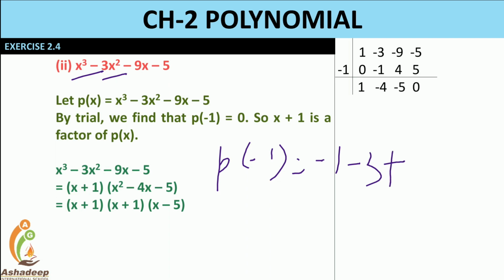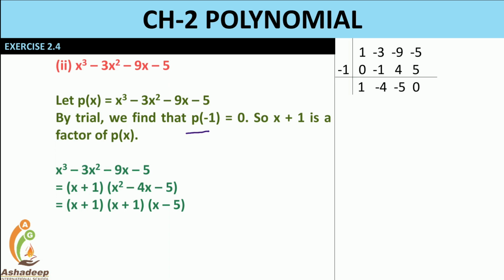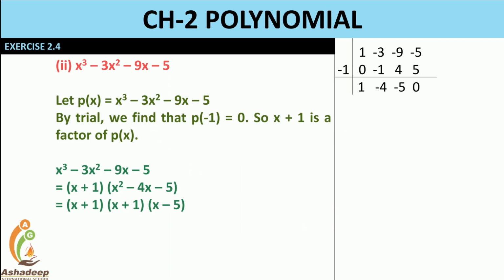Now minus into minus is plus, plus 9 minus 5, right? This is minus 4 and minus 5, minus 4 minus 5 plus 9, so minus 9 plus 9 is equal to 0. If it is equal to 0, we need to stop the process, so p of minus 1 here is 0. P of minus 1 means x value is minus 1. If minus 1 comes onto this side, it becomes x plus 1. So therefore x plus 1 is the factor of the given polynomial.